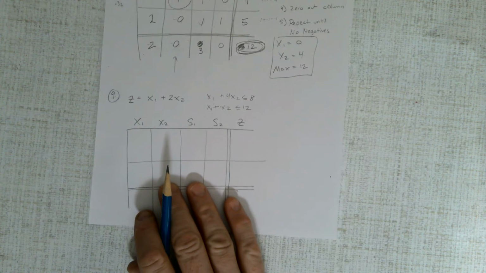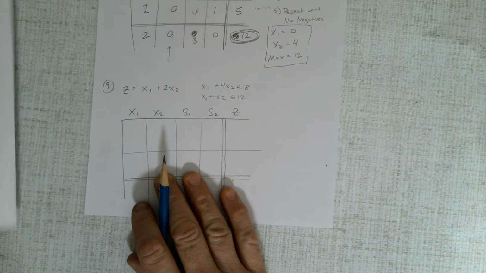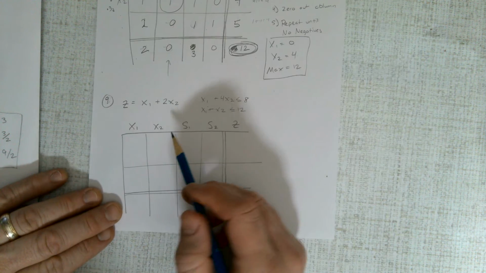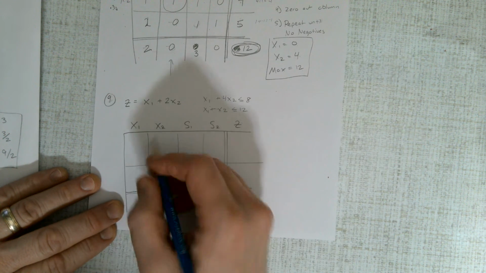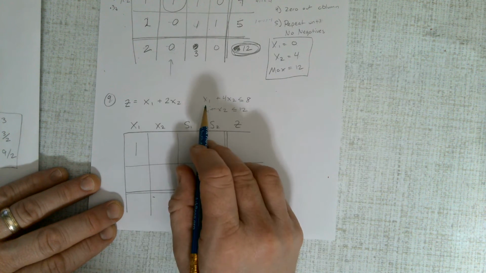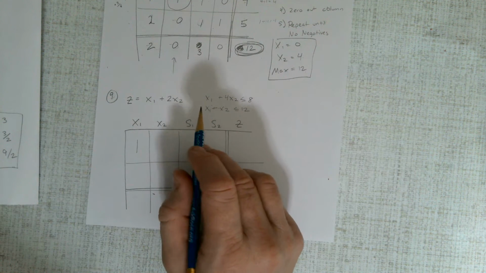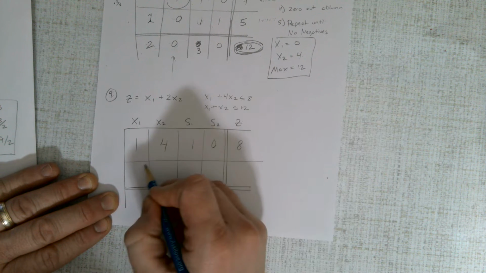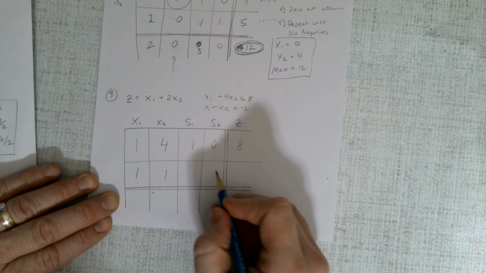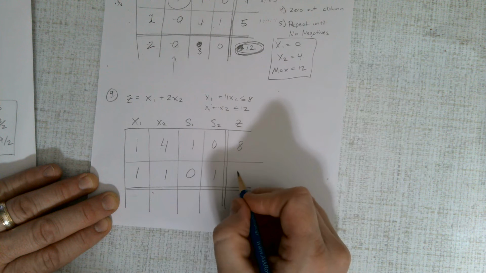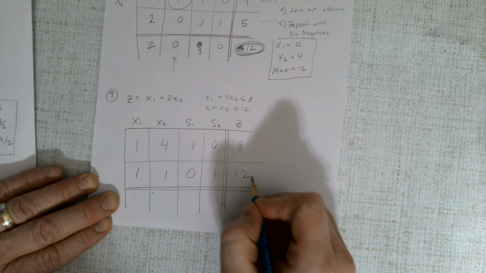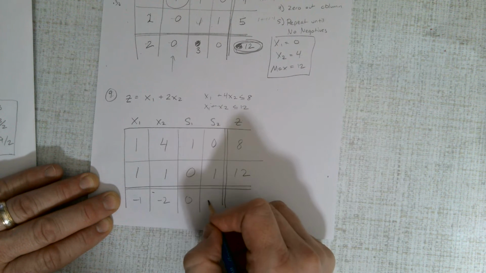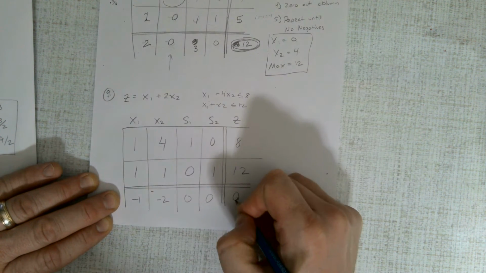Alright, let's go on to number 9. Again, if there had been a negative here, I would repeat this process again. But now we set this up, and it's 1, 4, 1, 0, 8, 1, 1, 0, 1, 12, and negative 1, negative 2, 0, 0, 0.